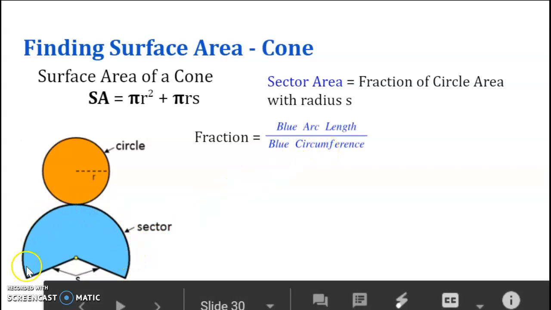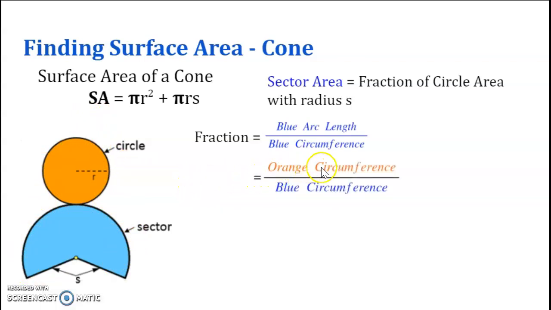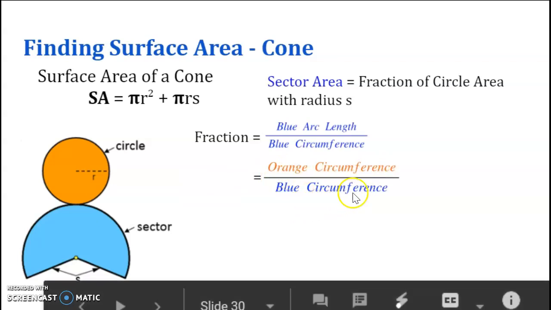So what is the arc length? Well, how much arc do we have? This happens to exactly match up with the circumference of the base. So we can change that to orange circumference over blue circumference. Do we know the formula for orange circumference? Yes, it's 2 pi r with a little radius. What about the blue circumference? Well, the blue circumference is 2 pi r, except the r in this case is the slant height, s.